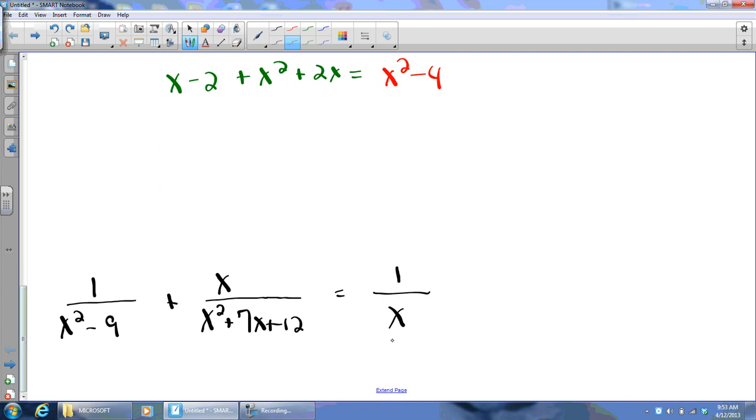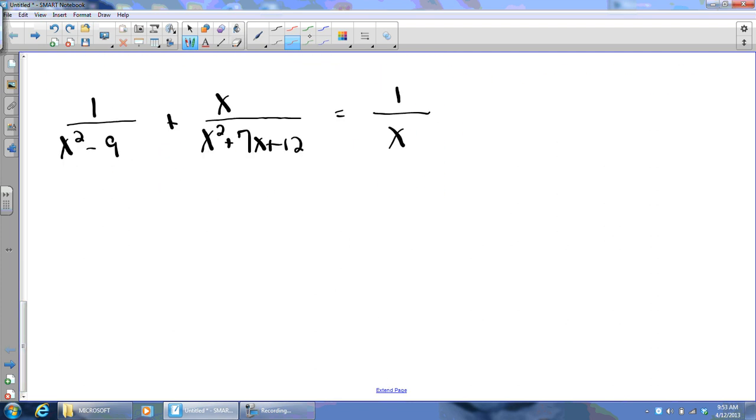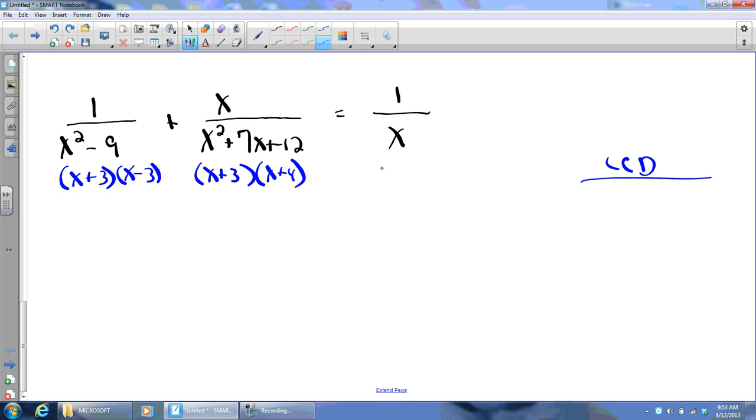All right, one last example, and then we'll end this video. Go looking for the LCD. I might write it here to give myself a little room. Going to do my factoring, x plus 3, x minus 3. This one's going to factor as x plus 3, x plus 4. And this one's going to factor as just x. It's not going to factor. So my LCD will need an x. It'll need an x plus 4. It'll need an x minus 3. And finally, it'll need an x plus 3.